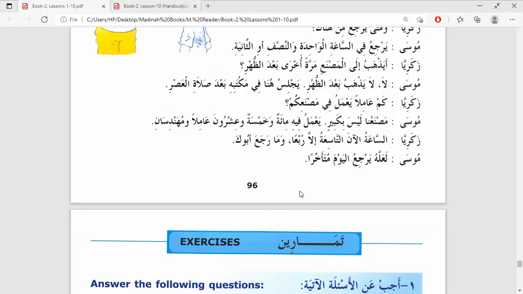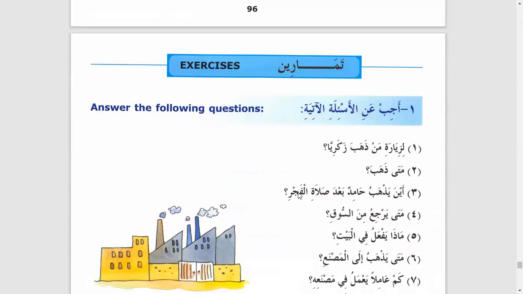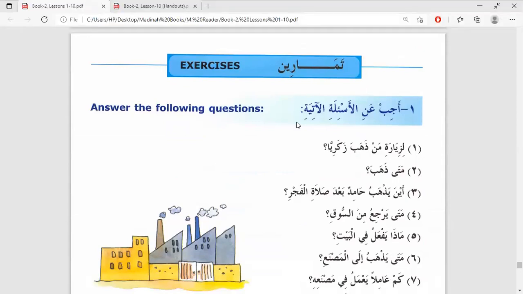All right, so can we proceed with the exercises? What time is it? We can.